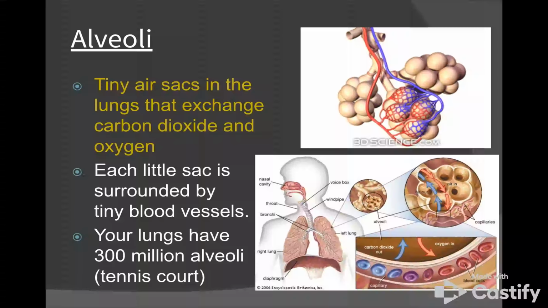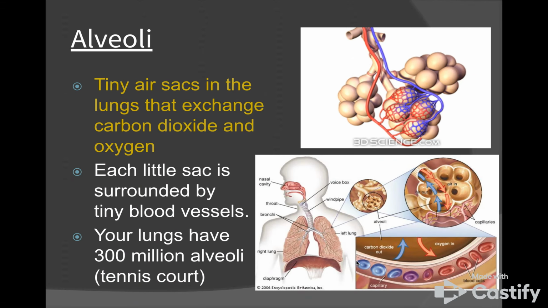Inside, your lungs are made of little tiny sacs called alveoli. They're little air sacs, little tiny balloons that kind of remind me of grapes, and their job is to exchange carbon dioxide and oxygen. Every single alveolus is surrounded by little tiny blood vessels called capillaries. Inside those, the capillaries actually take the oxygen in and they expel the carbon dioxide.